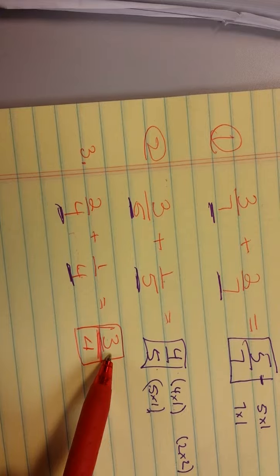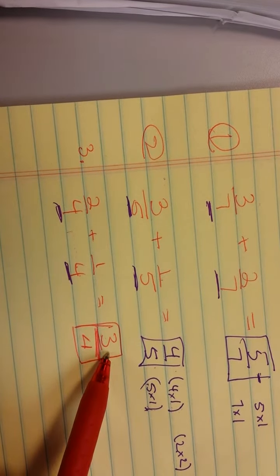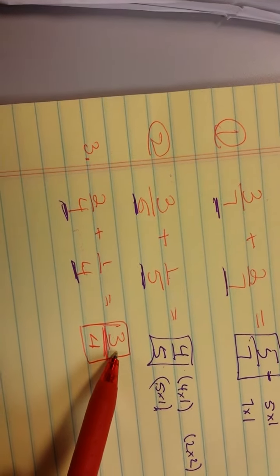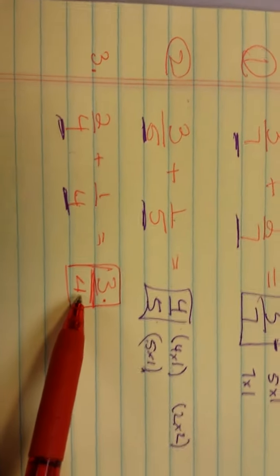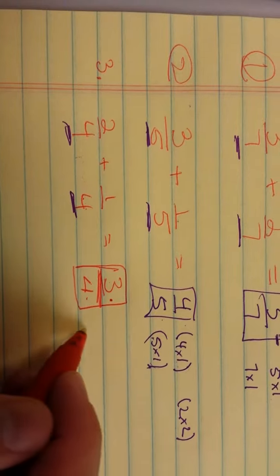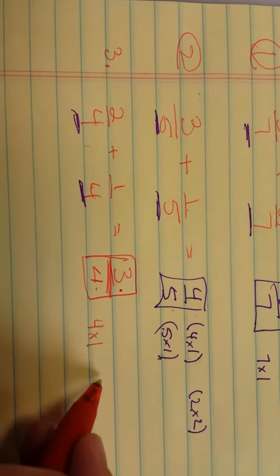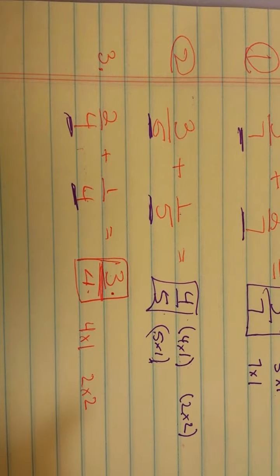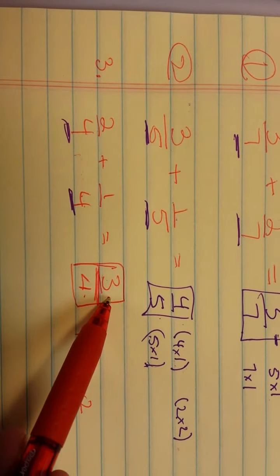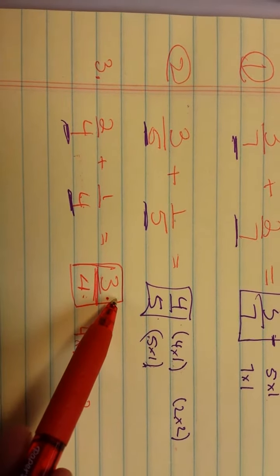Is this even? No. Cannot be divided by 2. It is a 3, however, and 4 is an even number. The only thing that goes into 4 is 4 and 2. So 4 times 1 or 2 times 2, just like we said up here. I always see, is it odd or even? If it's even, definitely 2 goes into it.